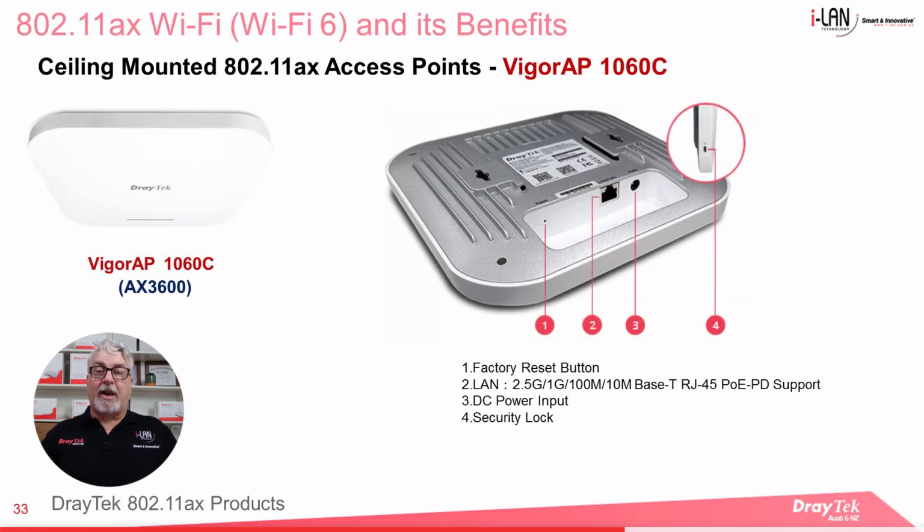The next model is the VIGA AP1060C. This is an AX3600 ceiling mounted access point. It's slightly larger than the VIGA AP960C and it has a 2.5 gigabit LAN port. It also can be PoE powered or powered from an external 12 volt power adapter.